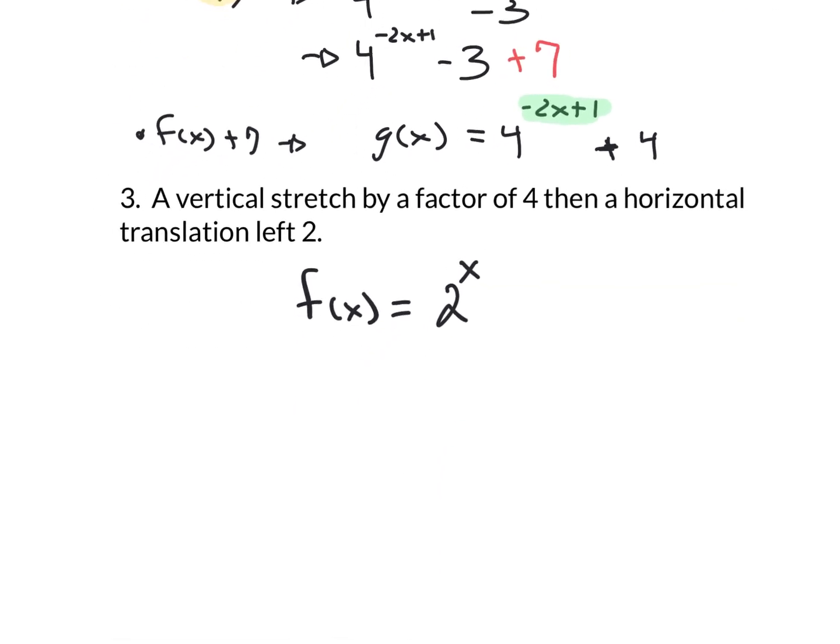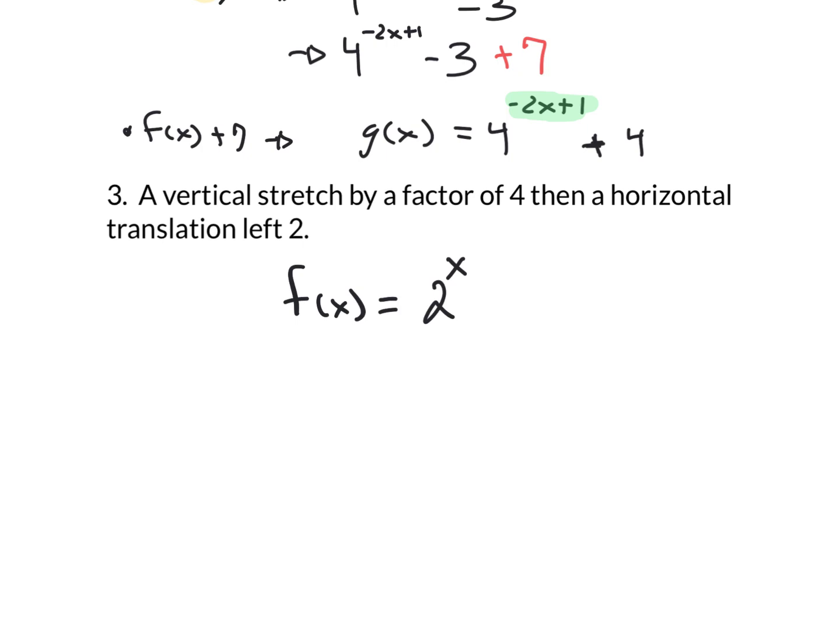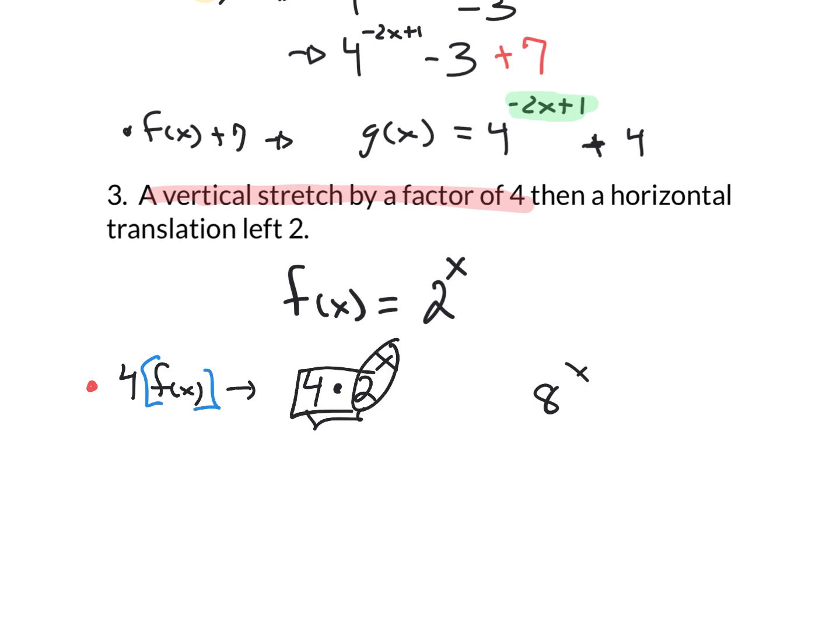Let's look at the next one. A vertical stretch by a factor of 4, then a horizontal translation, left 2. A vertical stretch by a factor of 4 would be 4 times the entire function. So that is 4 times 2 to the x. You cannot say 8 to the x. You cannot multiply these two because you're breaking order of operations. Order of operations says you have to do exponents first before you can multiply.